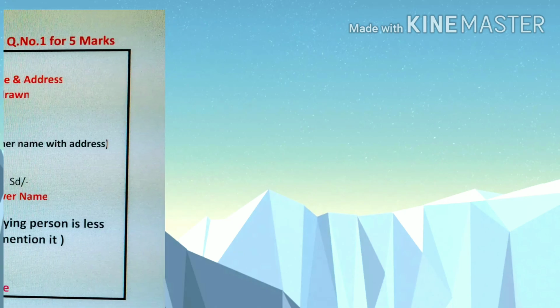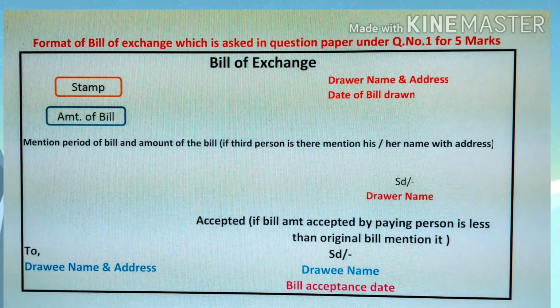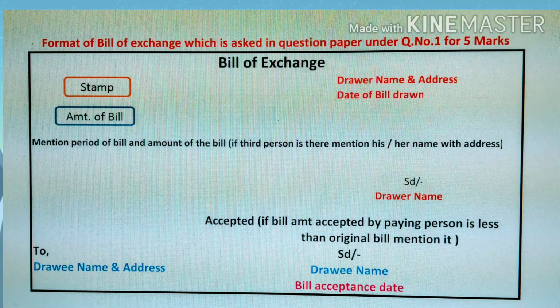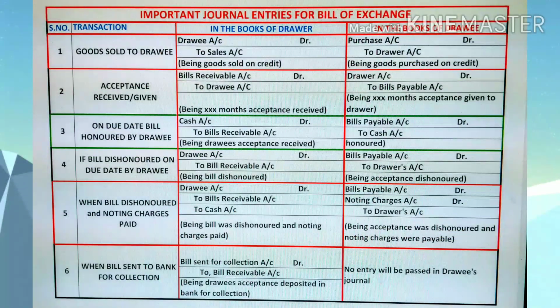First, we will go through the bill of exchange format. As you can see on the screen, I have drafted the bill of exchange format. Please go through it carefully. Then let's come to the other question, which is to be solved in journal entries format. Various types of transactions take place between drawer and drawee, and you have to pass journal entries for these transactions. I have given some important journal entries in reference to the transactions that take place between drawer and drawee. You can go through them.